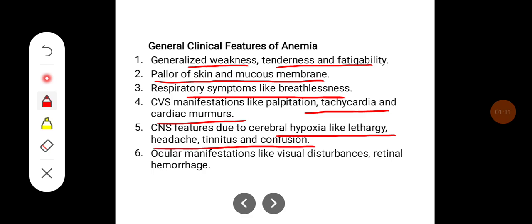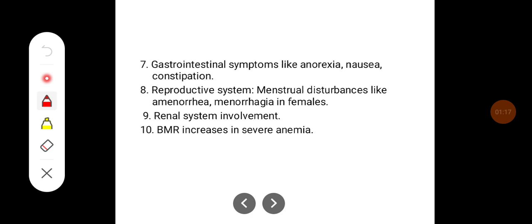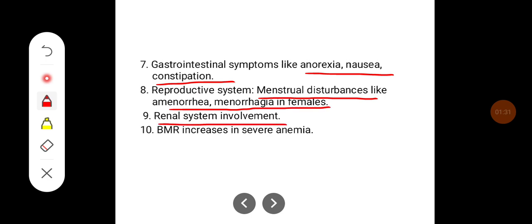Ocular manifestations could be there like visual disturbances, retinal hemorrhage. There can be gastrointestinal symptoms like anorexia, nausea, constipation, and there can be menstrual disturbances like amenorrhea, menorrhagia in females. And there can be renal involvement because of the decreased blood supply to the kidneys. BMR increases in severe anemia.